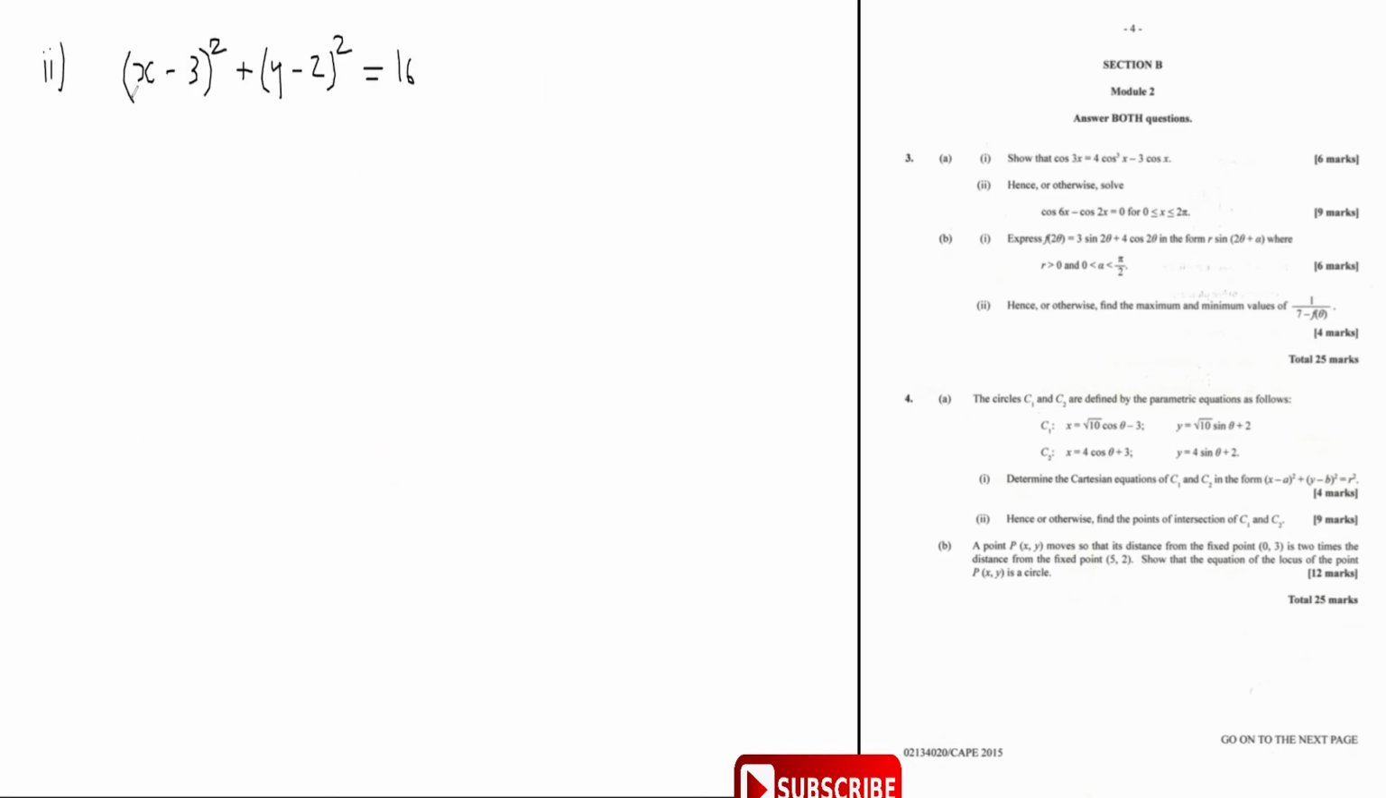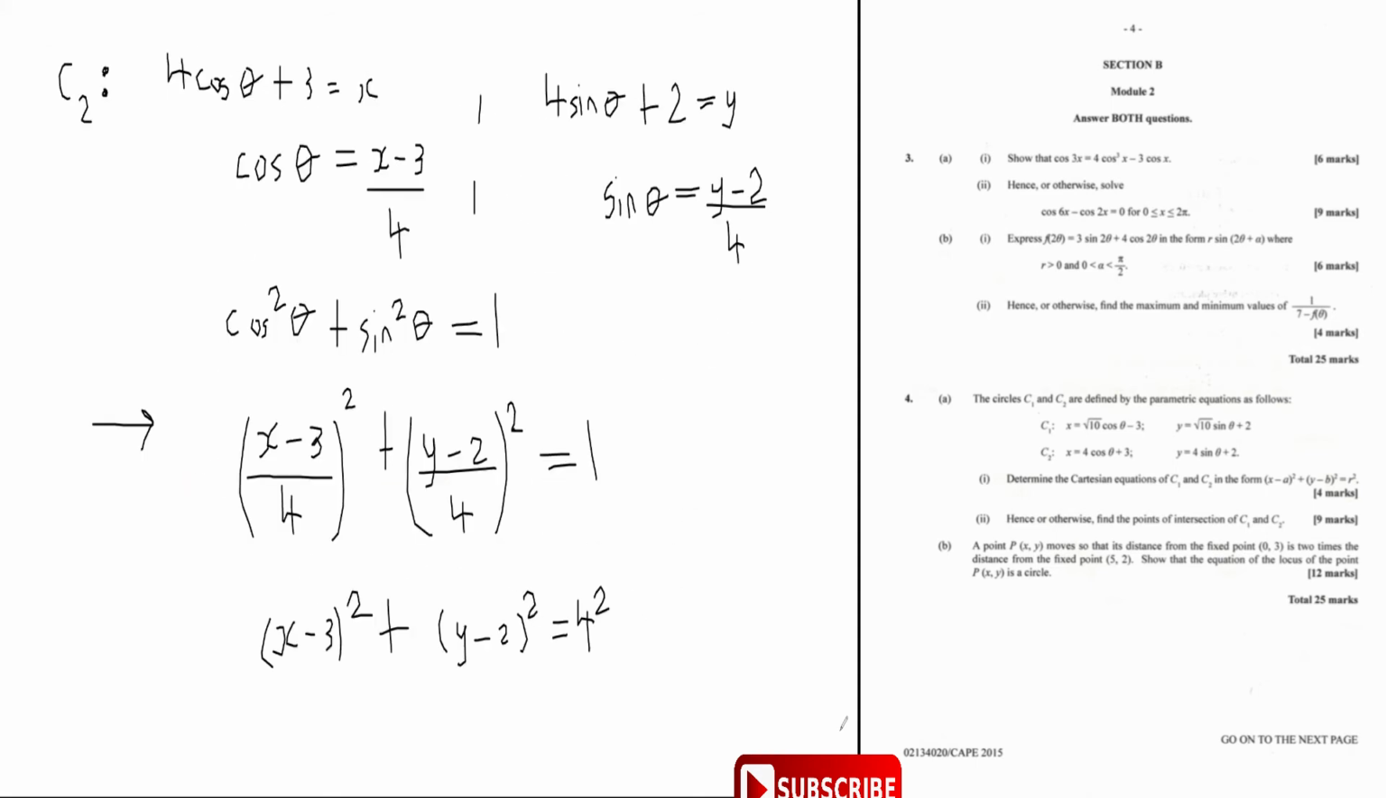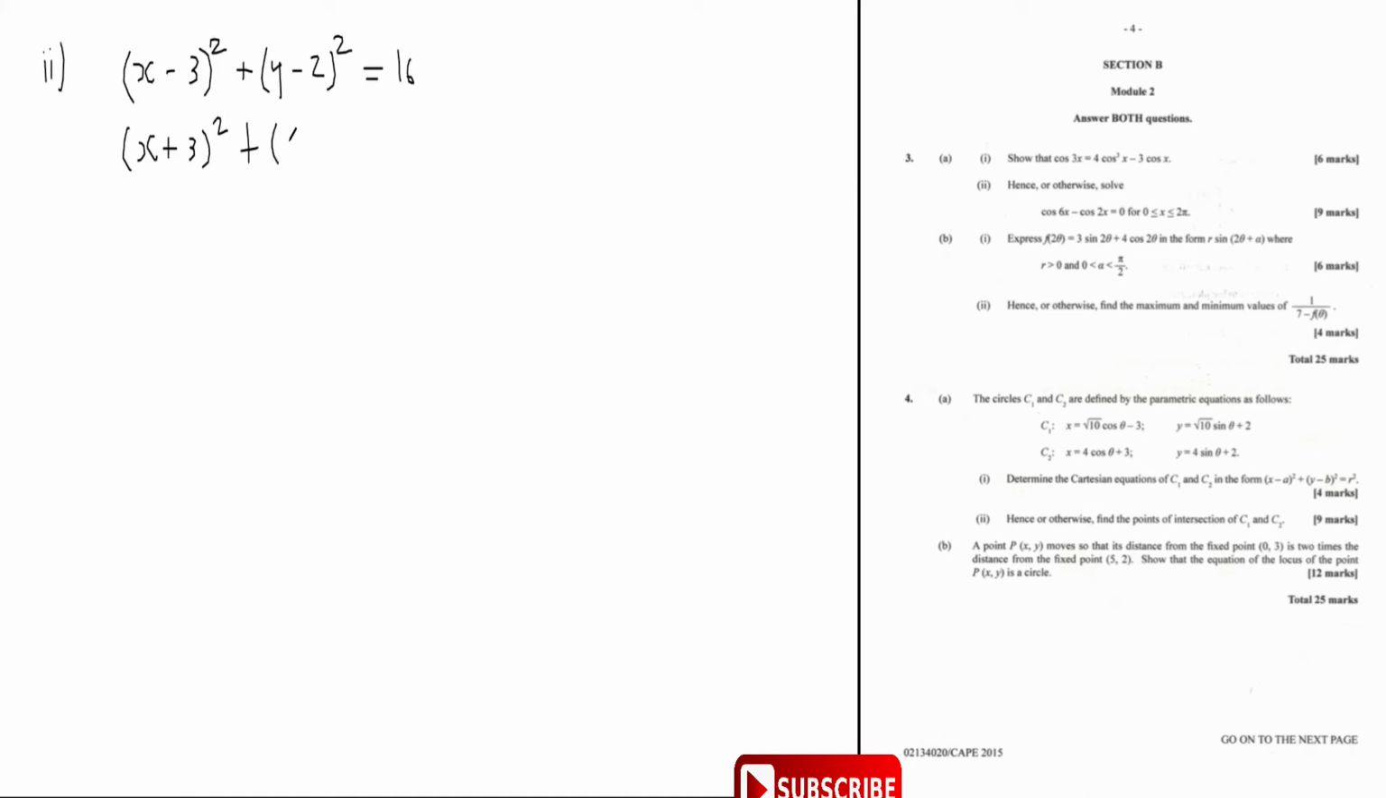Let's write down the next equation over here: x plus 3 square plus y minus 2 square is equal to 10. So we need to solve these two equations. To solve them, the first thing I'm going to do is expand them. We need to get them from the standard form to the general form.